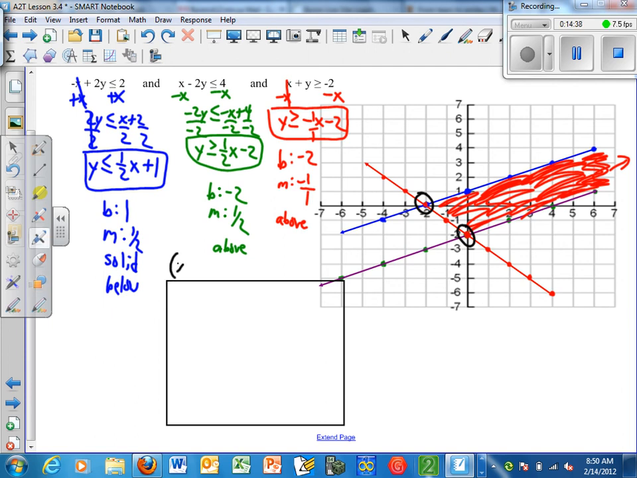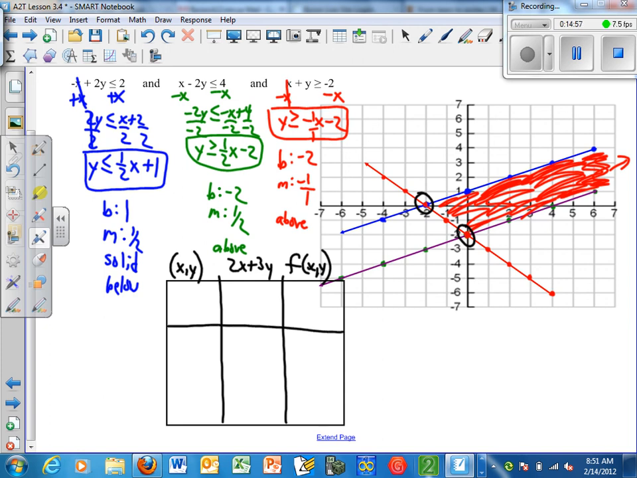So we've got x comma y in the first column. Put the expression in the middle, and I'll use the right expression this time. So it's 2x plus 3y is the expression for this one. And then we've got our f of x,y. And you need to make your tables like I'm doing here. Now, as of right now, I'm going to make 3 rows in this, and you'll see why in a second. You got to listen carefully here.